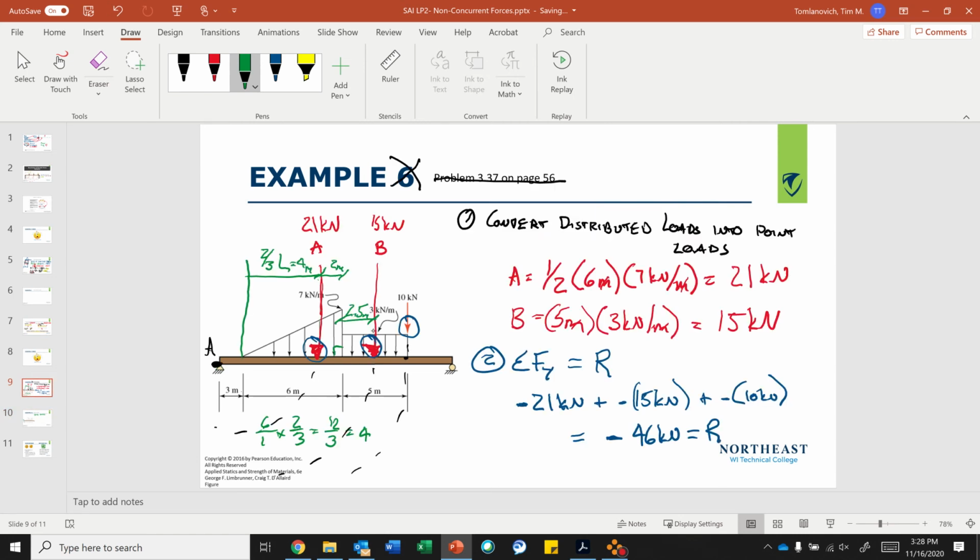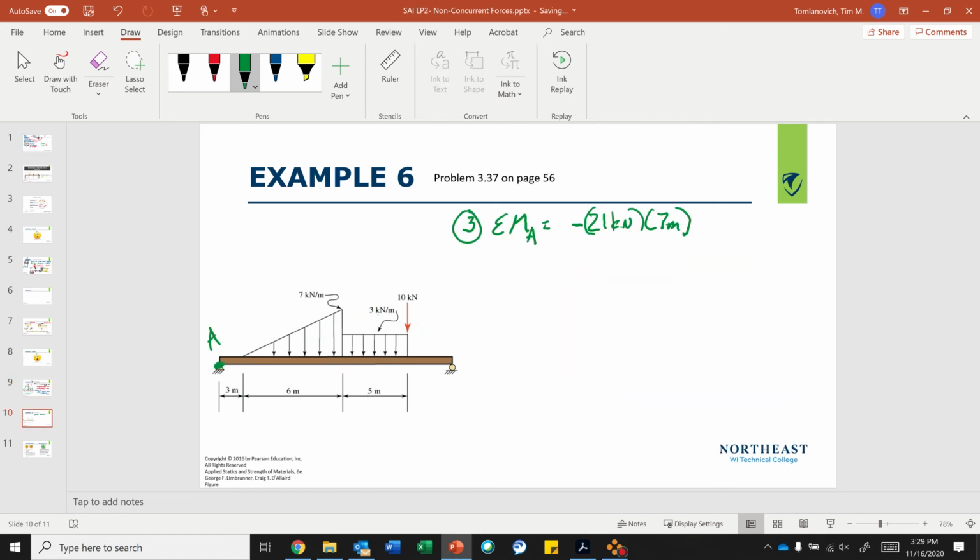Okay, 15 kilonewtons. So we got 3 plus 6 is 9. That gets me to here. Plus 2.5 is 11.5 meters all the way to point A. So minus 15 kilonewtons times 11.5 meters.